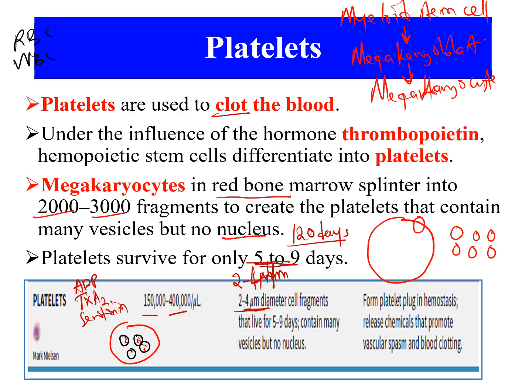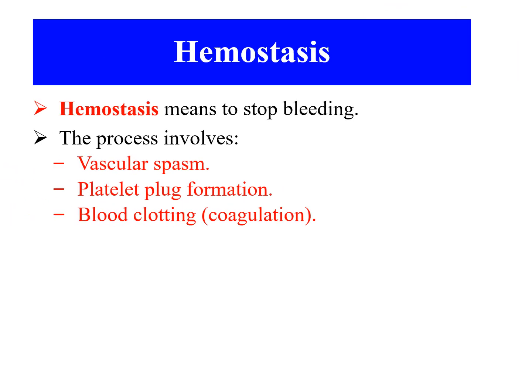This process of production of platelets, which is known as thrombopoiesis, is controlled by the hormone thrombopoietin. If you remember, the process of erythropoiesis was under the control of the hormone erythropoietin. So that is all about the structure of platelets. We can now turn our attention to hemostasis.